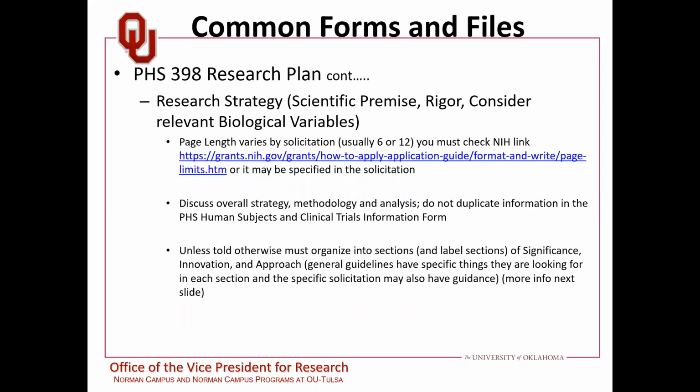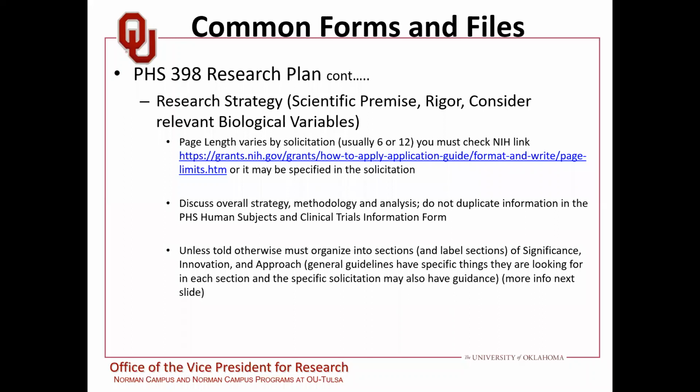The research strategy is like the big gut package of your submission. The page length varies by the solicitation. There's a link you can go to that tells you how many pages are allowed. For example, if you're submitting an R01 type of proposal, most of the time you're given 12 pages. If you're submitting an R03, most of the time you're only given 6 pages. When you look at your specific solicitation, if it doesn't tell you, it'll give you that link and have you go and check, and it's based on your number. So R01 has a limit, K20 has a limit. They all have different limits.